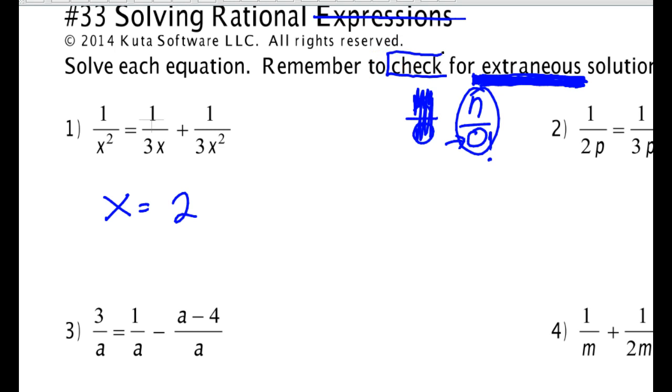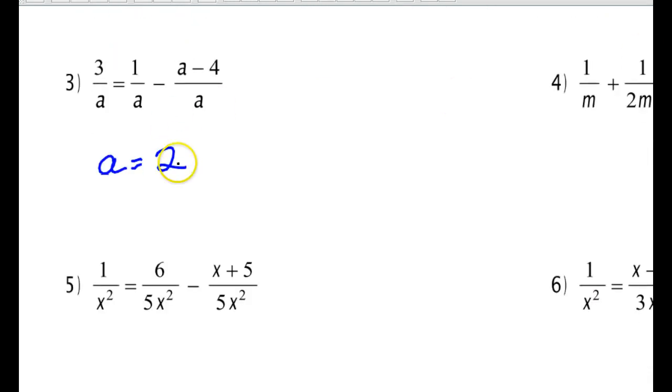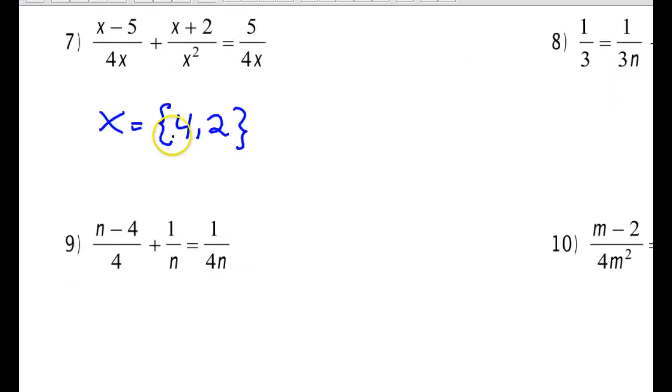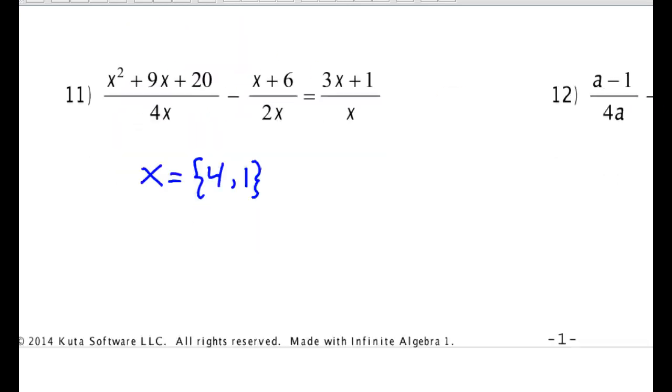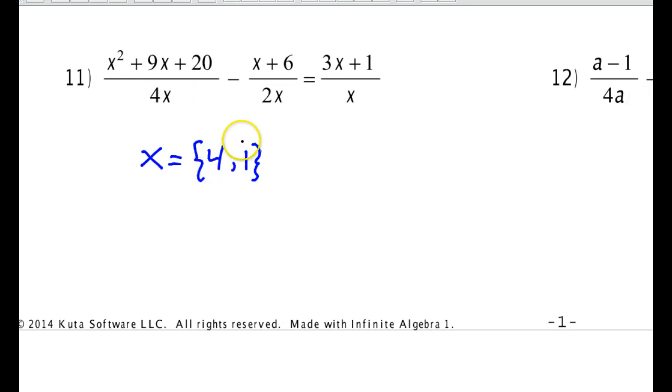So it says to check. Doesn't mean you're going to have a bunch of them. But go down each one of these. If we plug in 2, do we get a 0 on the bottom? No, that's okay. If we plug in 4 down here, do we get a 0 in any of these? If we plug in 2 here, do we get a 0 in any of these? No. So we don't have a lot. It's not going to happen often. Actually, I don't think it's going to happen at all on this side.